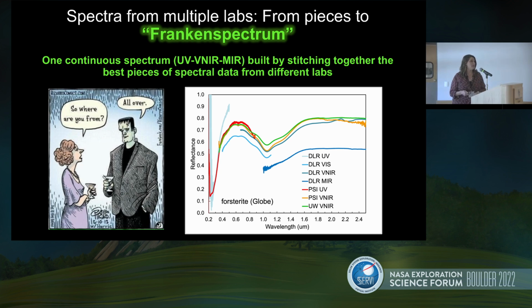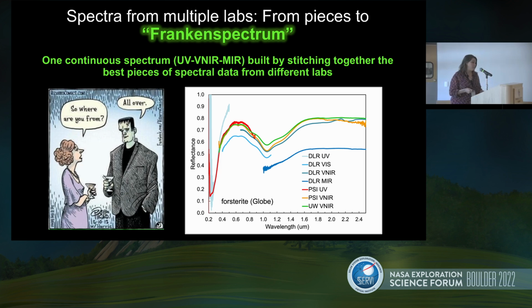So what we decided to do was create what we're calling Frankenspectra. What that means is we want to create one continuous spectrum that is built from stitching together the best pieces of spectral data from all of these different labs.